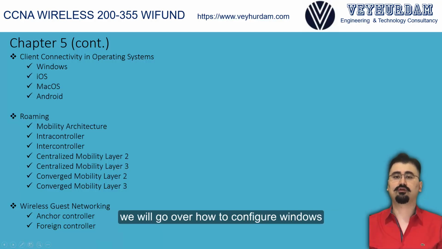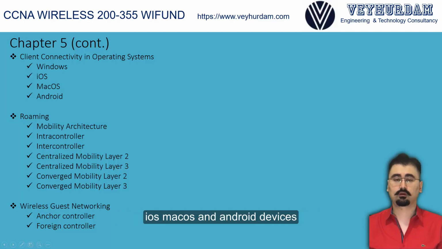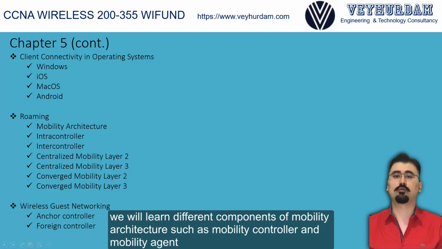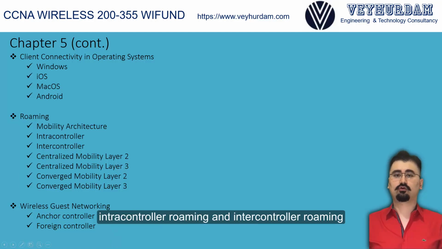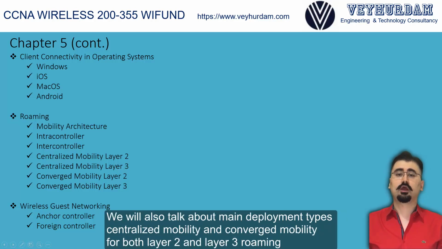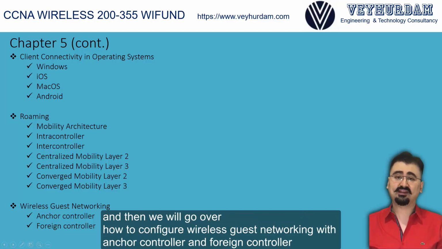We will go over how to configure Windows, iOS, macOS, and Android devices. And then we will talk about roaming. We will learn different components of mobility architecture, such as mobility controller and mobility agent. We will go over different types of roaming, intra-controller roaming and inter-controller roaming. We will also talk about main deployment types, centralized mobility and converged mobility, for both layer 2 and layer 3 roaming. And then we will go over how to configure wireless guest networking with anchor controller and foreign controller.